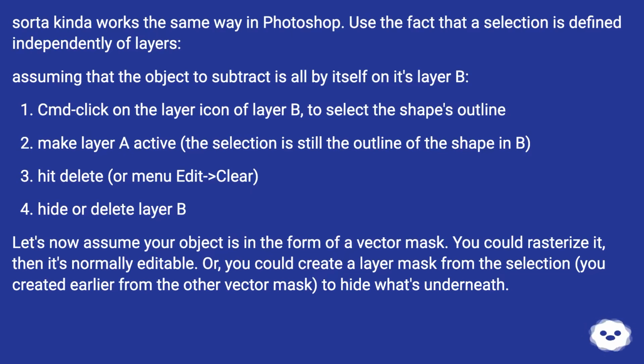Let's now assume your object is in the form of a vector mask. You could rasterize it, then it's normally editable. Or, you could create a layer mask from the selection you created earlier from the other vector mask, to hide what's underneath.